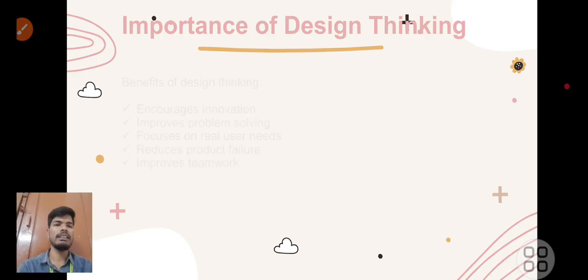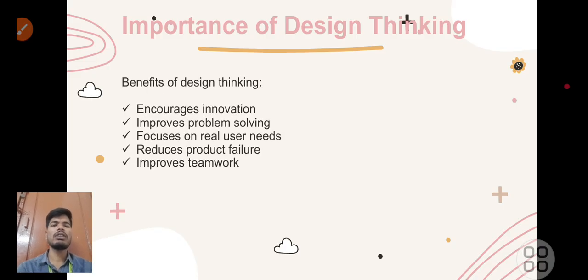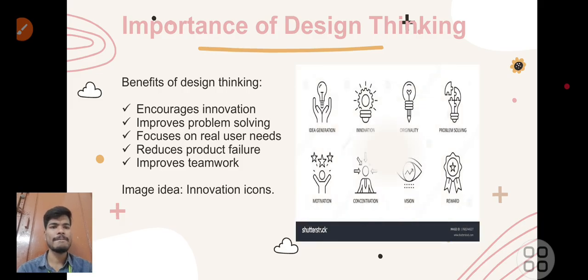Importance of design thinking. Benefits of design thinking such as encourages innovation, improves problem solving, focuses on real user needs, reduces product failure, improves teamwork. Image idea, innovative icons. So there are so many innovative icons such as idea generation, innovation, originality, problem solving, motivation, concentration, vision, and reward.